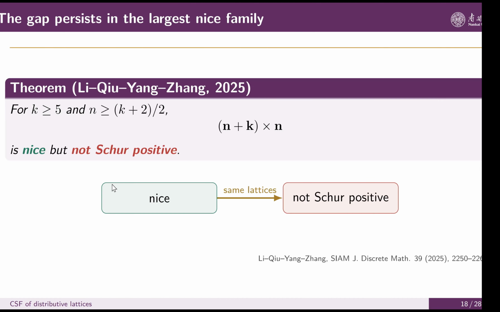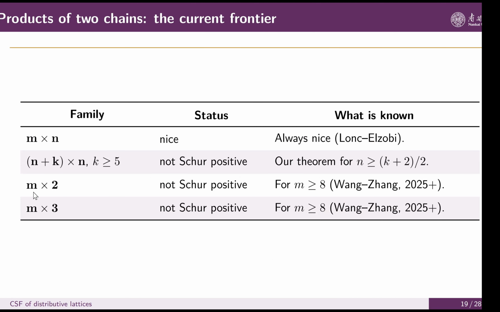And for the product of two chains, Wang and Zhang have also done further work. They proved that m times 2 and m times 3 are not Schur positive for m greater than or equal to 8. So you can see that when there is a product of two chains and the two numbers are too different, it tends to be not Schur positive. Though they are nice, they are not Schur positive.